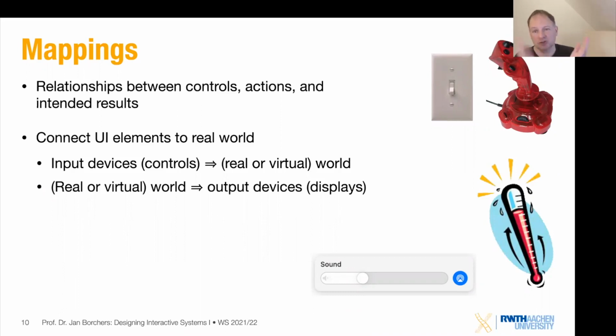And notice that this works both ways, right? You can have things like this joystick there, which is an input device, also often called a control. And this will influence, in this case, the virtual world inside the computer, right? So the computer picks up the data from that input device and does something with it, in this case displaying how your virtual car moves when you're playing Grand Theft Auto, for example.